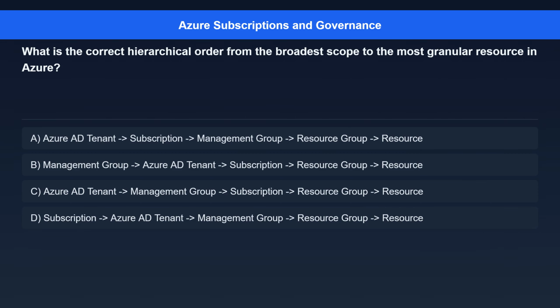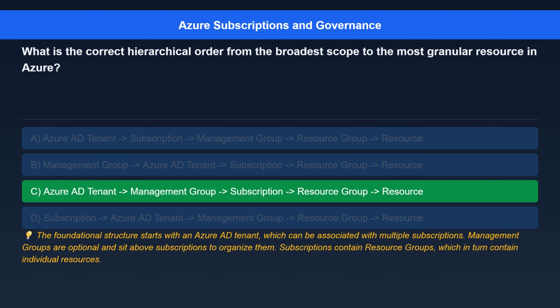Question 6. What is the correct hierarchical order from the broadest scope to the most granular resource in Azure? Option A, Azure AD tenant to subscription to management group to resource group to resource. Option B, management group to Azure AD tenant to subscription to resource group to resource. Option C, Azure AD tenant to management group to subscription to resource group to resource. Option D, subscription to Azure AD tenant to management group to resource group to resource.